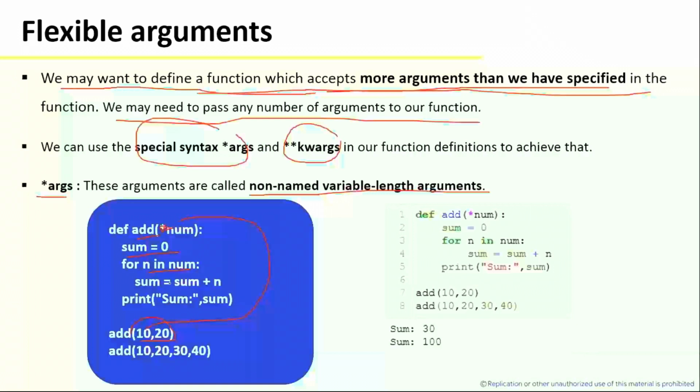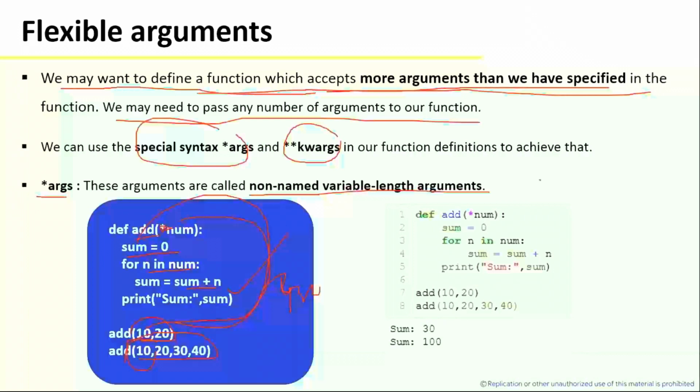Now 10 will go to n, sum equals sum plus n. Here sum will become 10. Then 20 will go, 10 plus 20 is 30. Now here I am supplying 4 arguments. Even though you are supplying any number of arguments, within the for loop at a time it will take only one argument. It will be added to the sum. Clear? Got it?